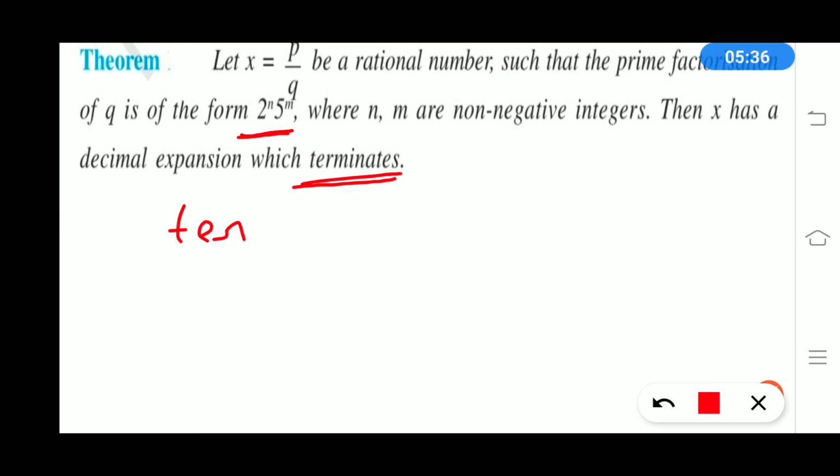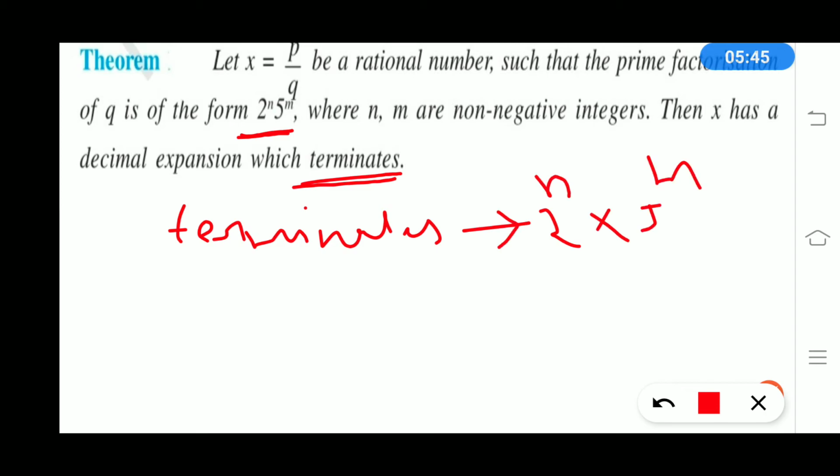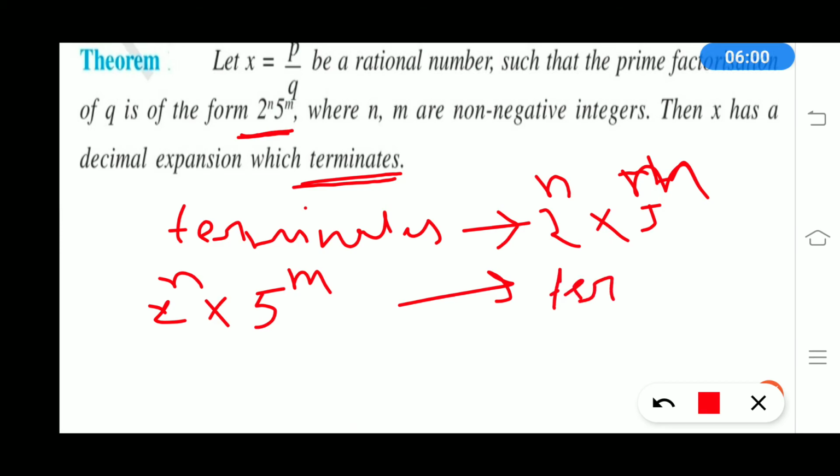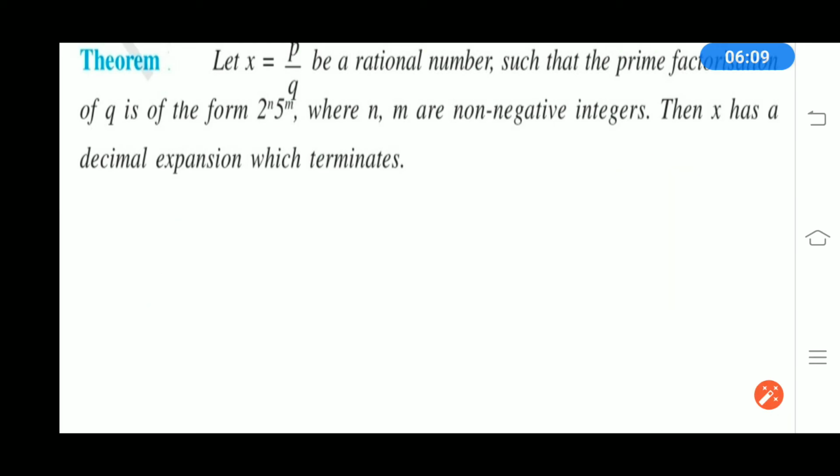So the first one is terminates. Next, 2 to the power n into 5 to the power m, and in this theorem 2 to the power n into 5 to the power m. Clear? This is m. Terminates. That means it implies, and implies by condition. Clear? Next theorem.